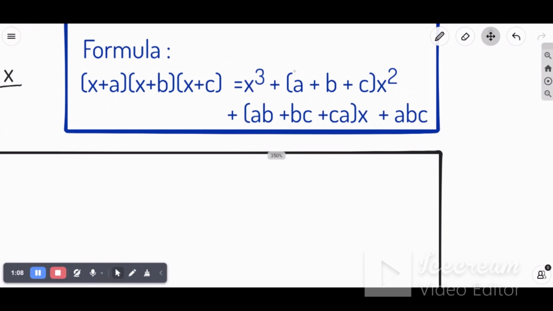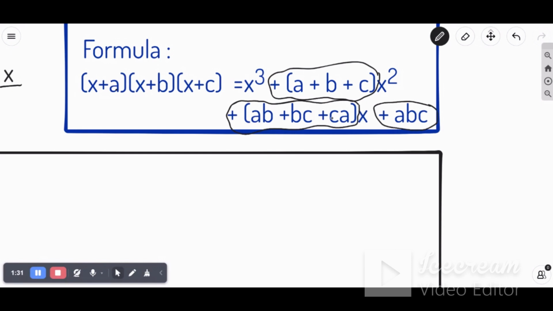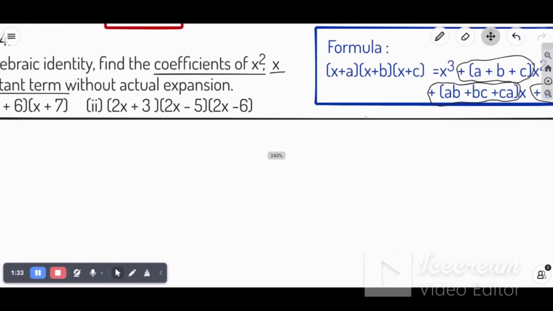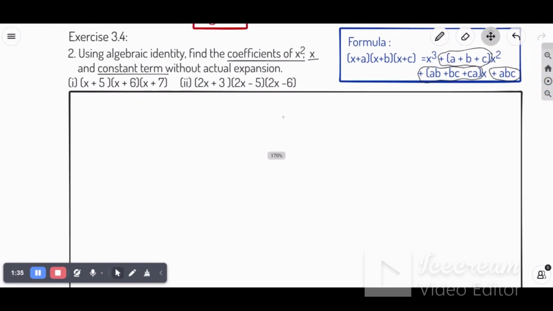See here, if you have (x plus a)(x plus b)(x plus c), it equals x cube plus (a plus b plus c) x square, plus (ab plus bc plus ca) x, and the constant term is abc. With this basic understanding, we can try finding the coefficient of x square.